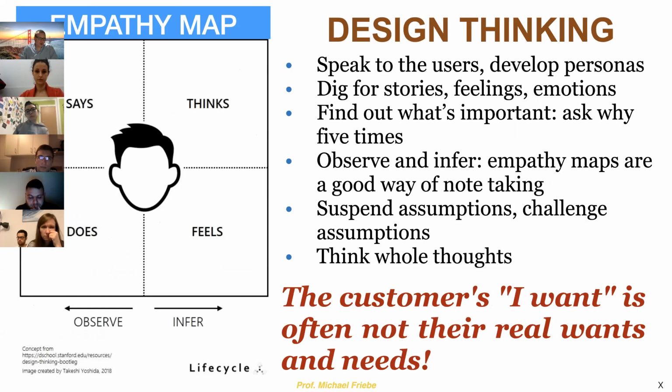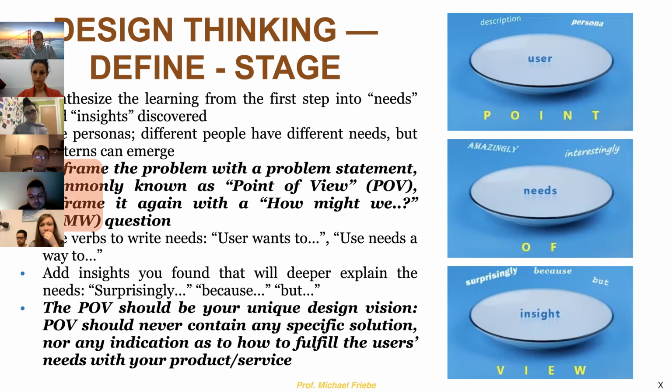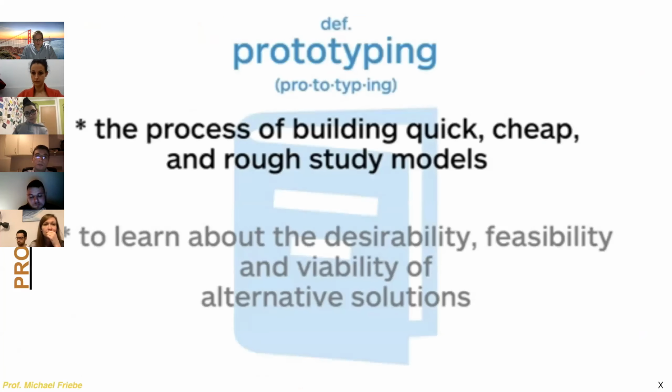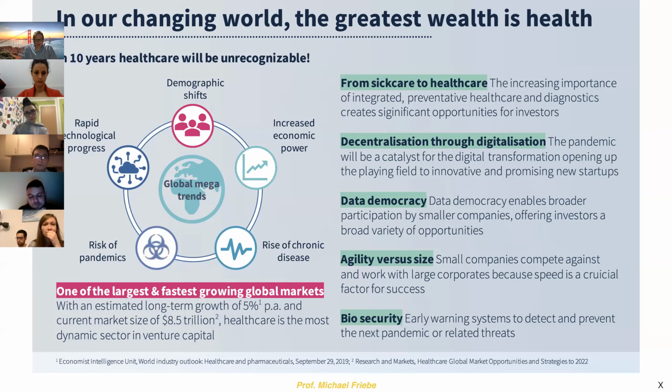Empathy map is very important, right? So you actually try to understand your customer, not only what he or she says, but what can you read? What do you think the customer thinks? What does he do and what does he feel? Because this is very important as part of this empathetic approach of understanding what the customer really is excited about. Okay. Point of views. Prototyping is very important.